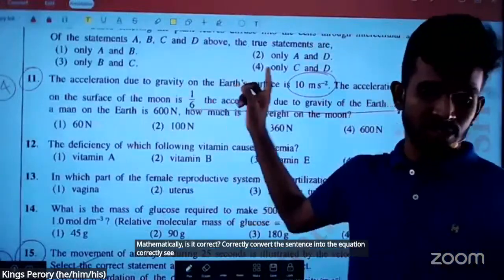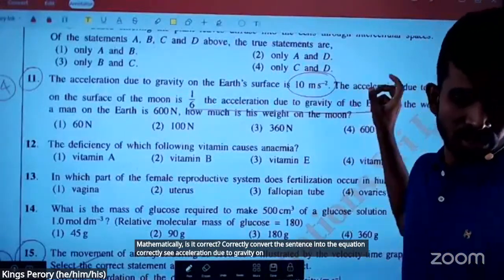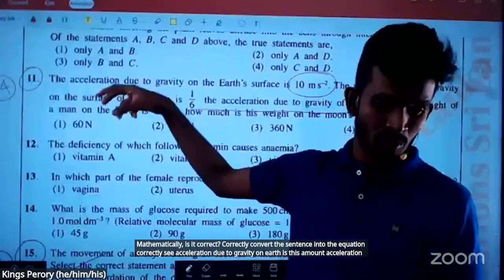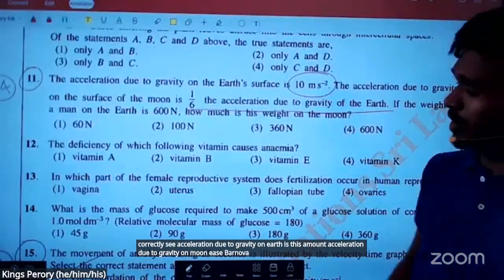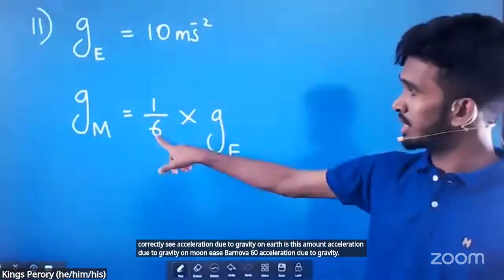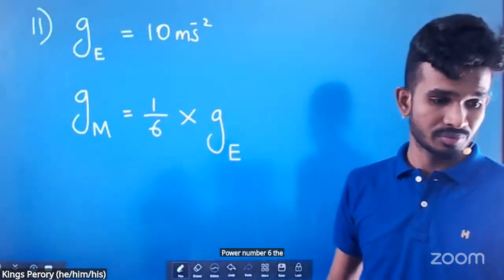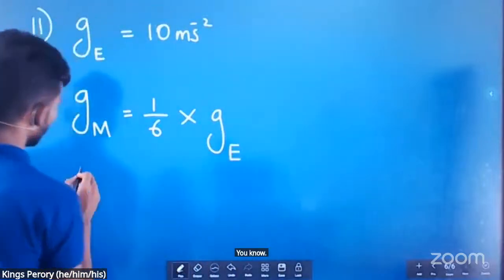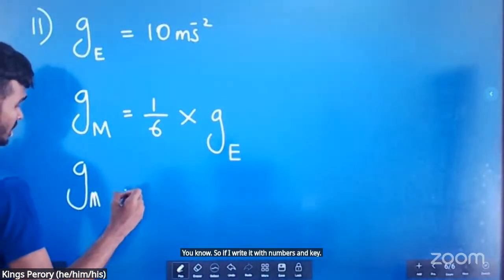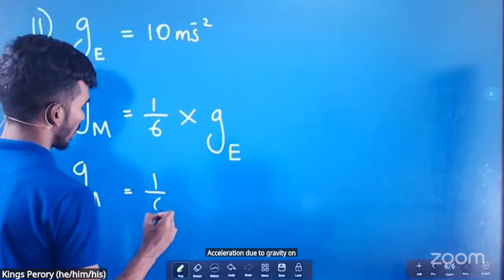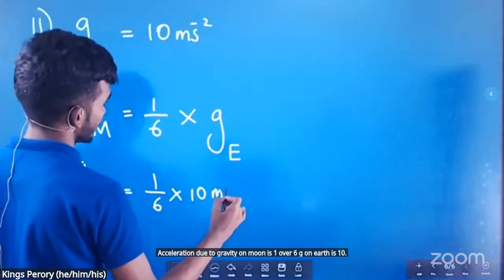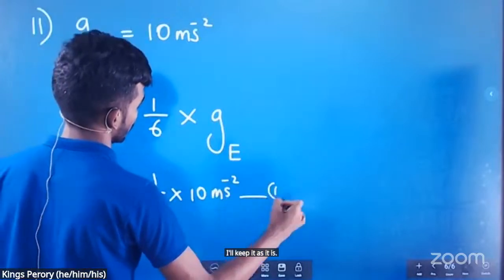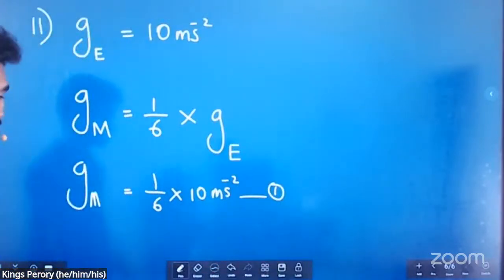Acceleration due to gravity on Earth is this amount. Acceleration due to gravity on Moon is 1 over 6 the acceleration due to gravity on Earth. So if I write it with numbers, g on Moon is 1 over 6 g, and g on Earth is 10. I'll keep it as it is.